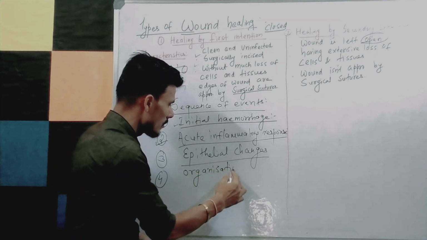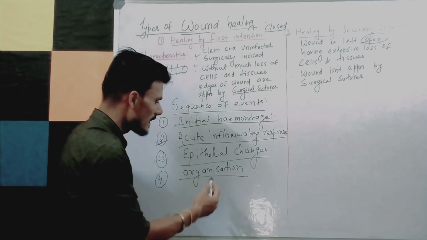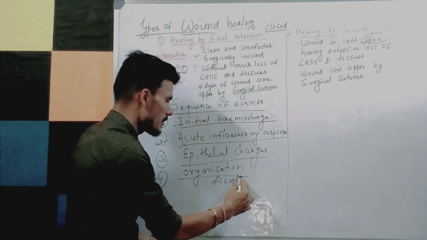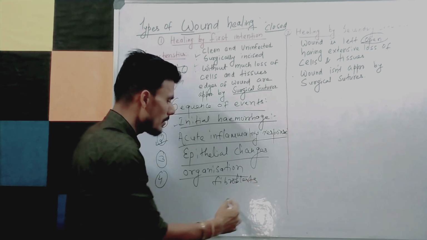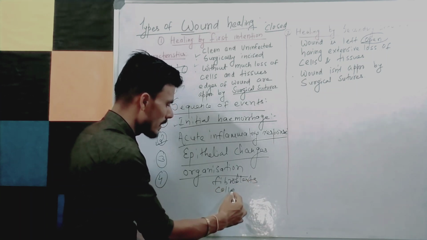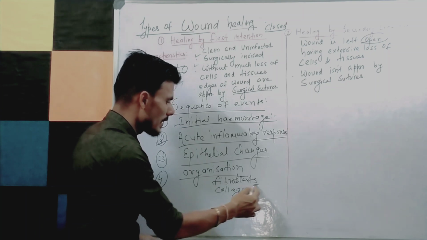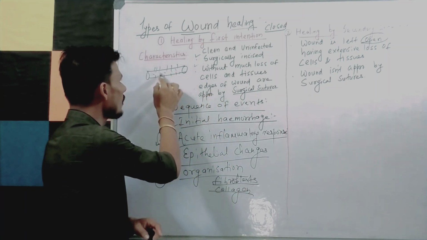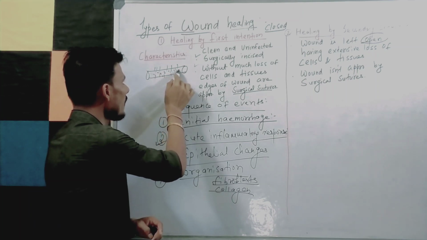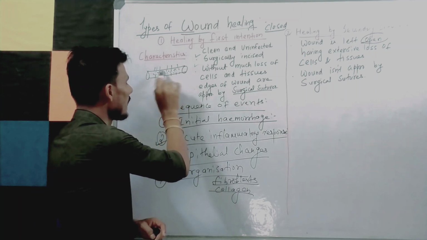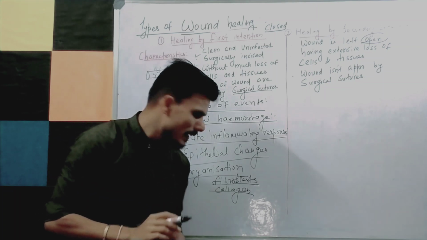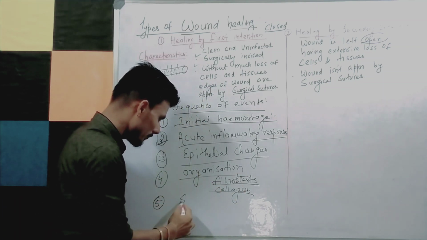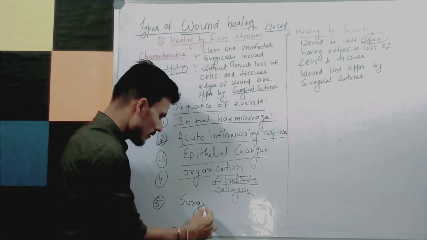Organization means in this case there will be the fibroblast. Remember that the fibroblast and the collagen help in wound healing. So they will invade the wounded area, and they help in the healing. It is called organization.